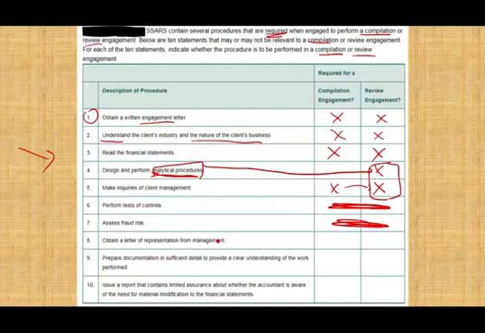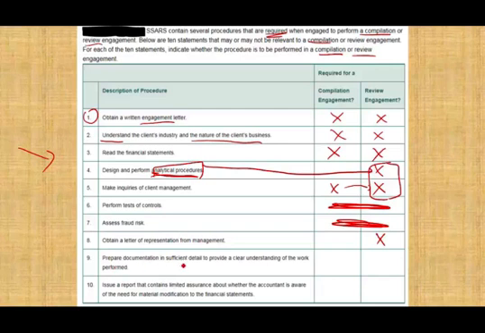Obtain a representation letter from management? Not for a compilation. For a review you do, but not for a compilation. You don't need a representation letter because whatever they're giving you, part of the engagement is you are giving it back to them in the form of a financial statement. You're not giving them any type of assurance. Okay, that's why you don't need a representation letter.